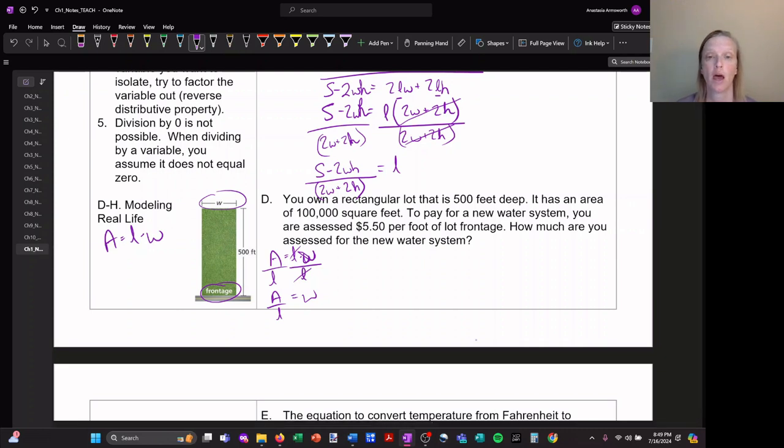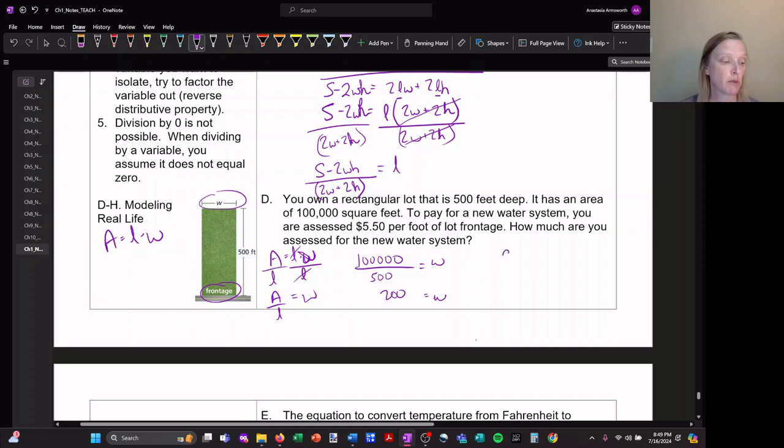So I'm going to plug in my area, which is 100,000. I'm going to plug in my length, which is 500, and that leaves me with my width. And the answer that I get is 200. And if I plug that 200 in, remember the cost is going to be $5.50 times that width. So if I do $5.50 times 200, I'm going to get charged $1,100 is the final answer.